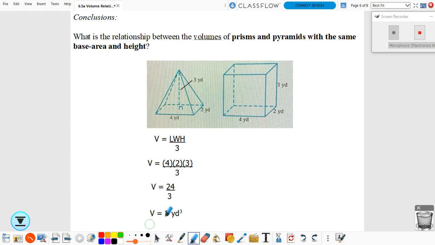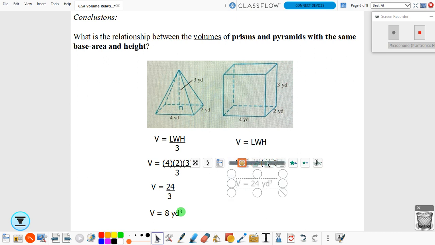Notice how we're talking about cubed today because it is volume, right? And the rectangular-based prism. That formula for volume would be length times width times height. We'll sub in 4 for length, 2 for width, and 3 for height. And 4 times 2 times 3 is 24 yards cubed. Okay, so what do we notice here?